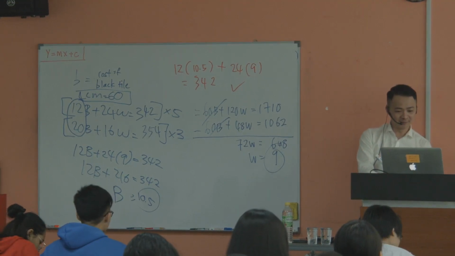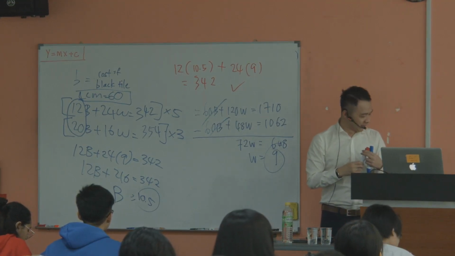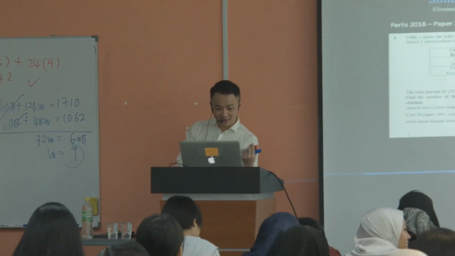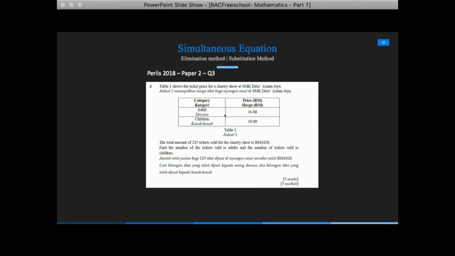Second question here. Alright. The total amounts, okay, this is the tickets for a charity show, for the SMK Dato Asman Jaya. So the total amount of 125 tickets sold for the charity show is 1820. Adult, they're charging per ticket 16. Children, they're charging per ticket 10.